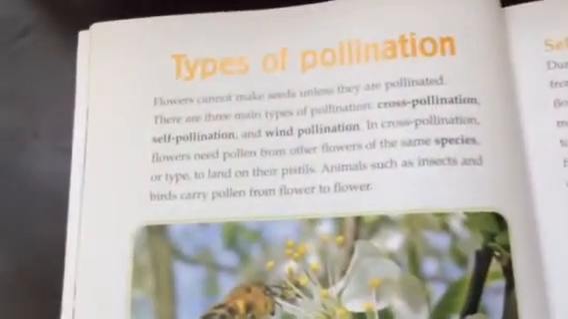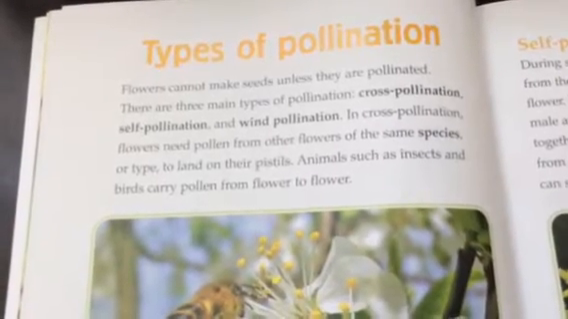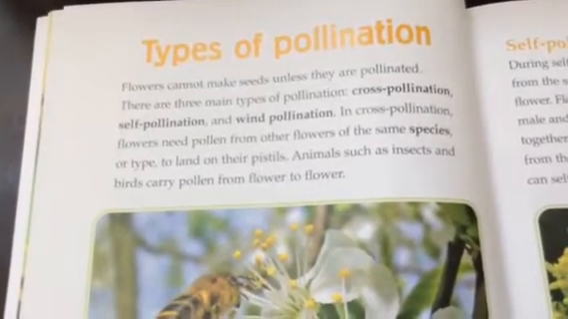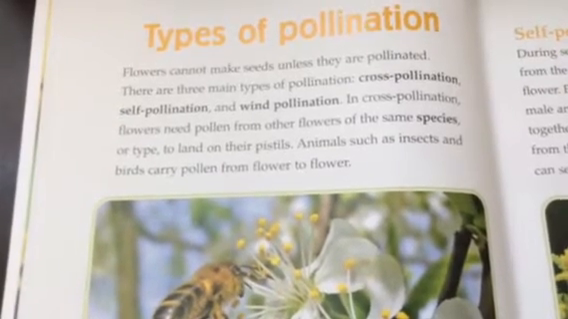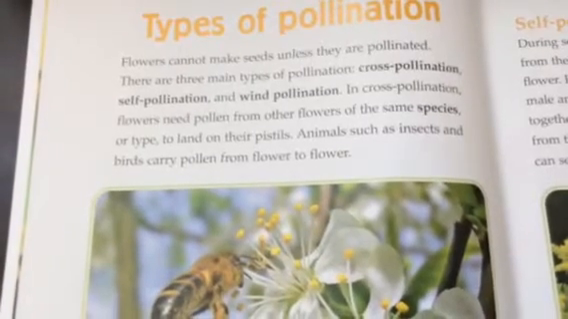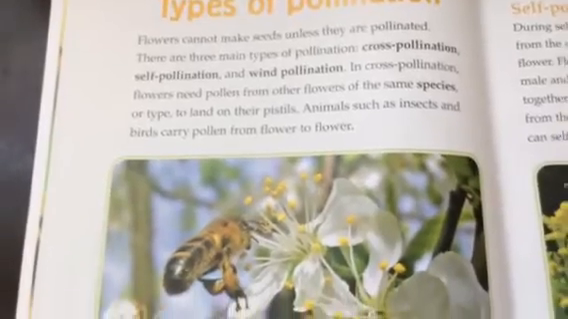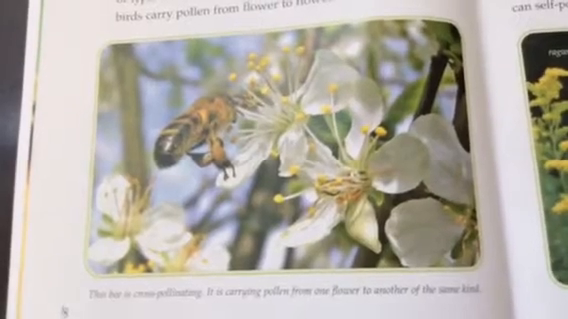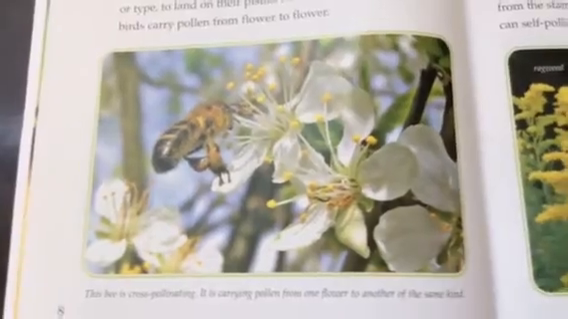Types of pollination. Flowers cannot make seeds unless they are pollinated. There are three main types of pollination: cross-pollination, self-pollination, and wind pollination. In cross-pollination, flowers need pollen from other flowers of the same species or type to land on their pistils. Animals such as insects and birds carry pollen from flower to flower. This bee is cross-pollinating. It is carrying pollen from one flower to another of the same kind.